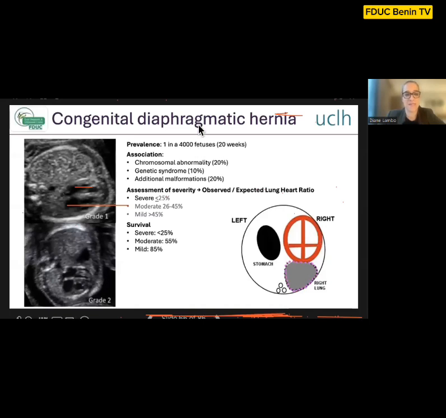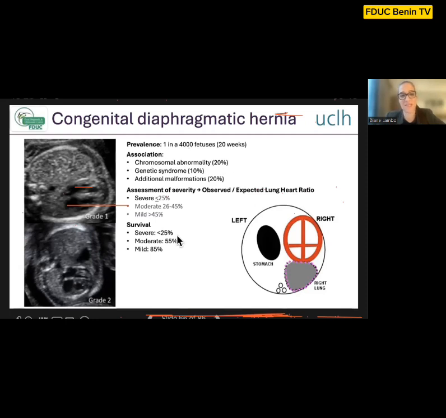Now, as the name suggests, a congenital diaphragmatic hernia is where you get herniation of abdominal contents into the thorax due to a defect in the diaphragm. It typically occurs on the left, so you have herniation of the stomach and intestine into the thorax. When it occurs on the right, you get herniation of the liver up into the thorax. And this is an incredibly difficult pathology to identify on scan. Usually the way that you identify it is because the axis of the heart is completely deviated as a result of it being pushed from one side to the other from the abdominal contents.